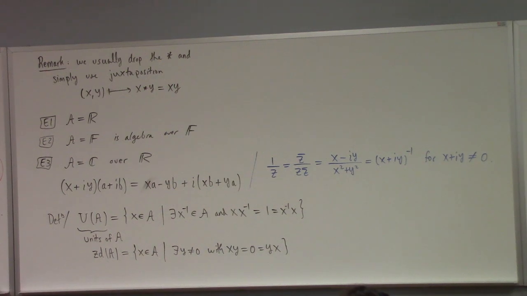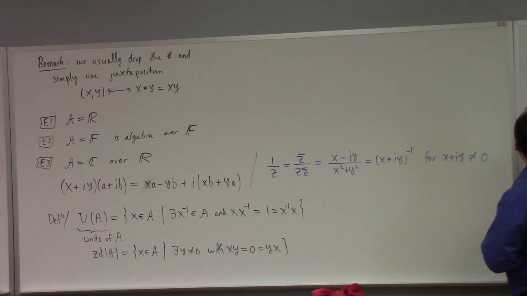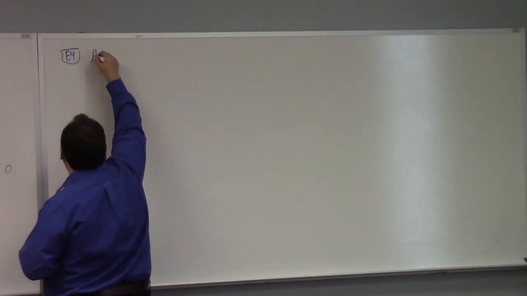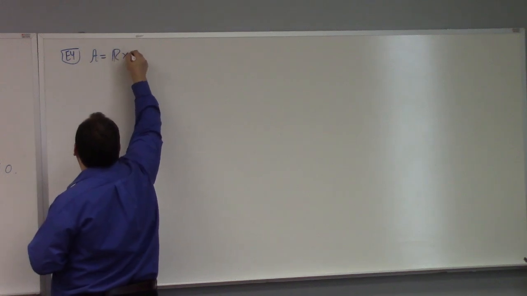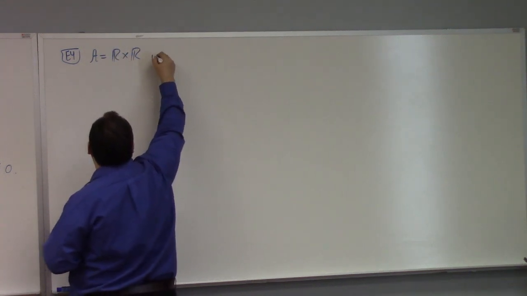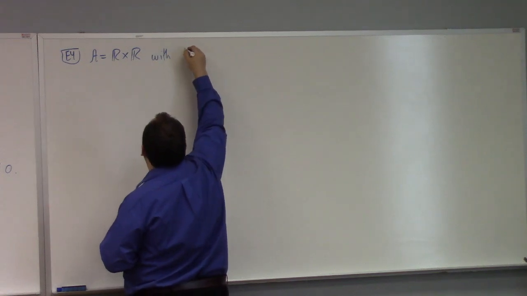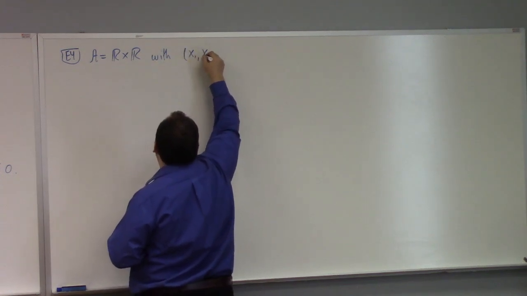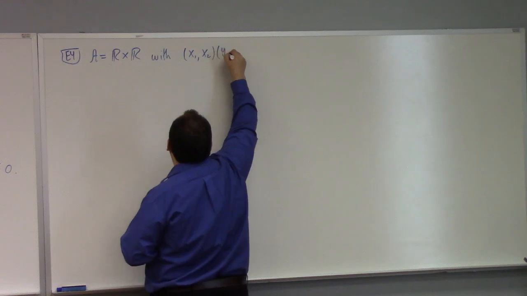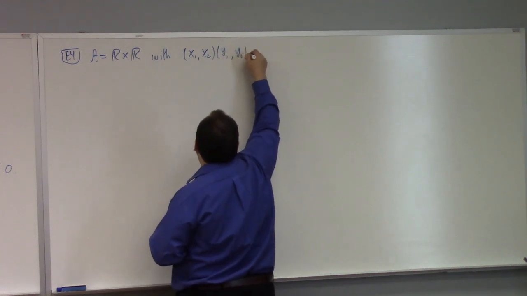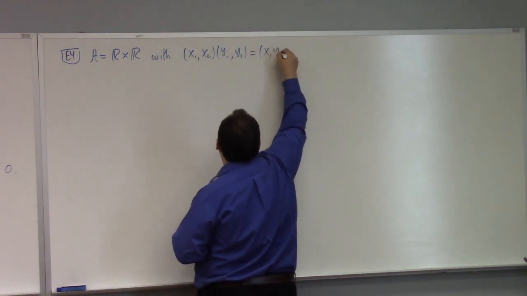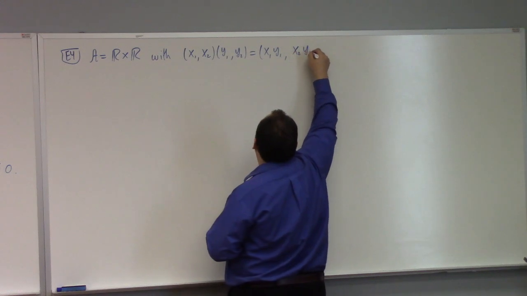But then the question is, for other algebras, how does this go? Let's look at another example. Example 4, we could look at the direct product algebra, R cross R. And here's how that works. If we have (x1, x2) and we multiply it by (y1, y2), that's simply (x1 y1, x2 y2).